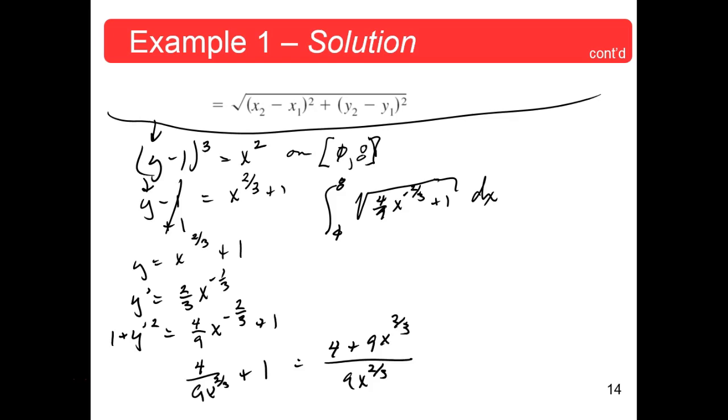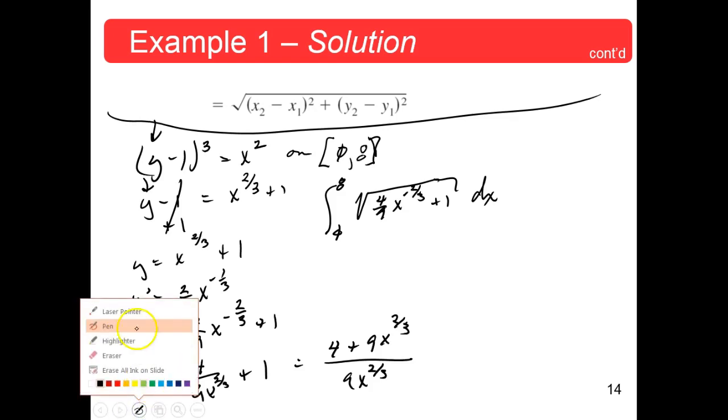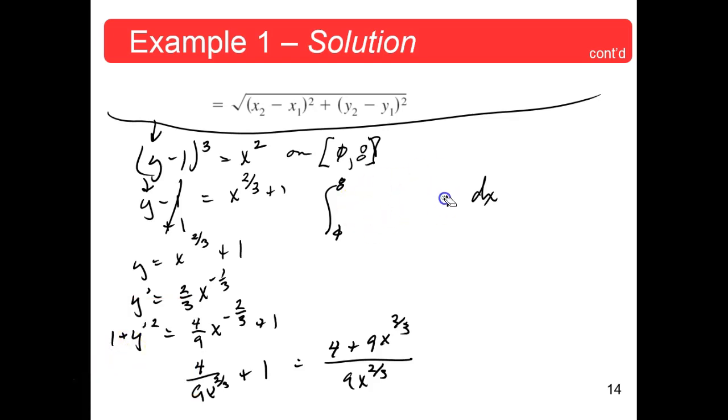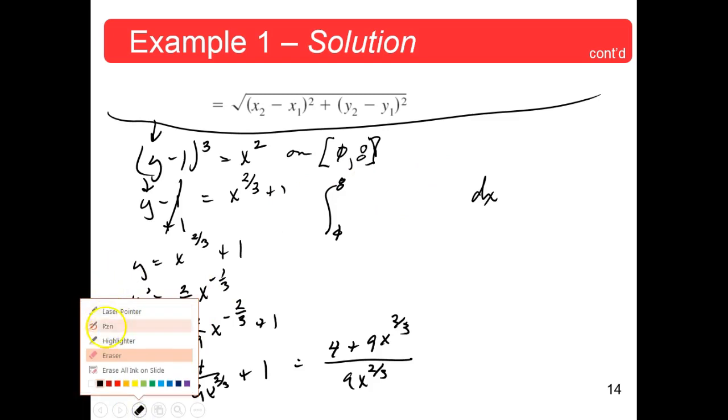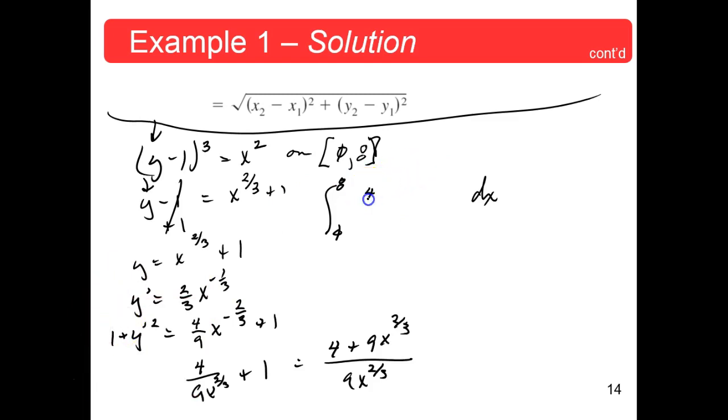Now, that is what's under my radical there. So let me go back. Okay. And rewrite this with that up there. That would be 4 plus 9x to the 2/3 over 9x to the 2/3. And all this is to the 1/2 power. I just don't like the radicals. I'm going to write it to the 1/2.